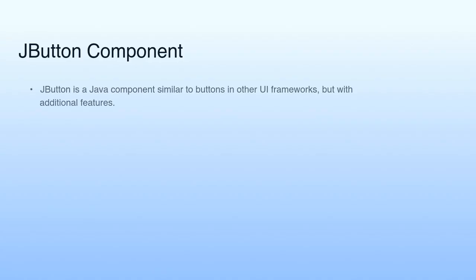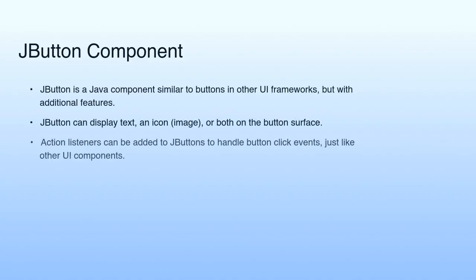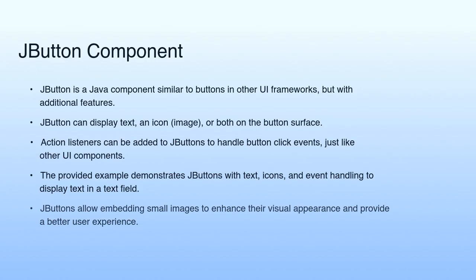Button is a Java component similar to buttons in other UI frameworks, but with additional features. It can display text and an icon image, or both, on the button surface. Action listeners can be added to buttons to handle button click events, just like other UI components. The provided example demonstrates buttons with text, icons, and event handling to display text in a text field.